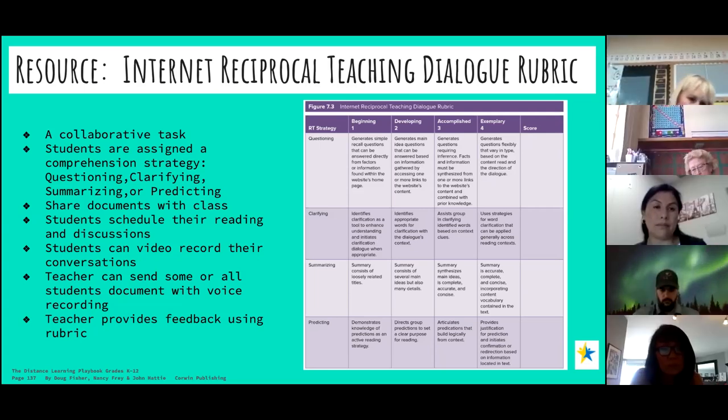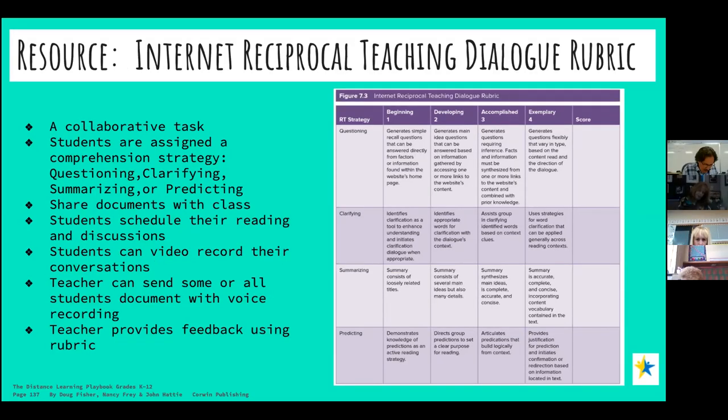If you're looking at the bullets there, it goes into detail in the book on the reciprocal teaching strategy and how you can use this rubric on a collaborative task. The students are assigned a comprehension strategy such as questioning, clarifying, summarizing, or predicting. You share documents with the class. The students schedule their reading and discussions. The students can video record their conversations. The teacher can send some or all students a document with a voice recording, again scaffolding for those students. And then the teacher provides feedback using the rubric. This is just one example. There are several other examples.